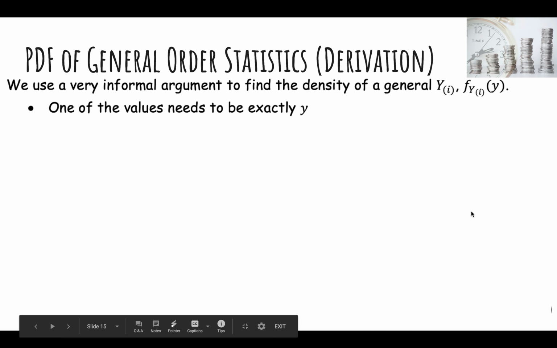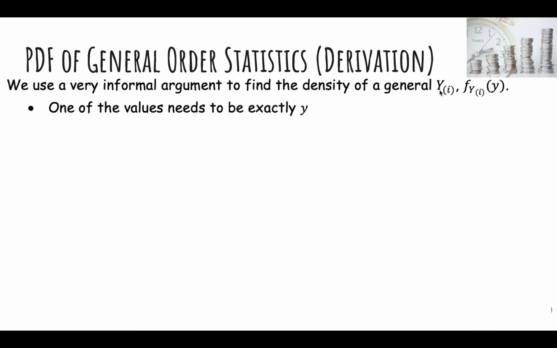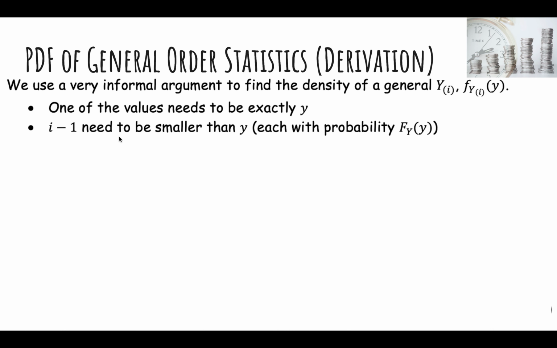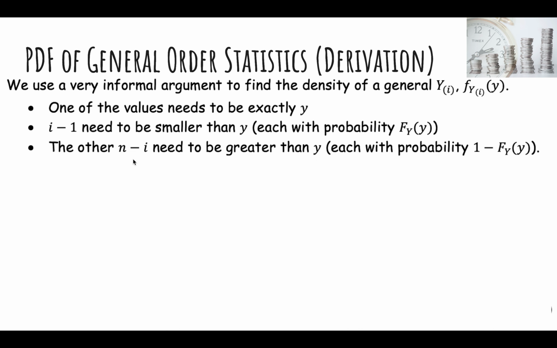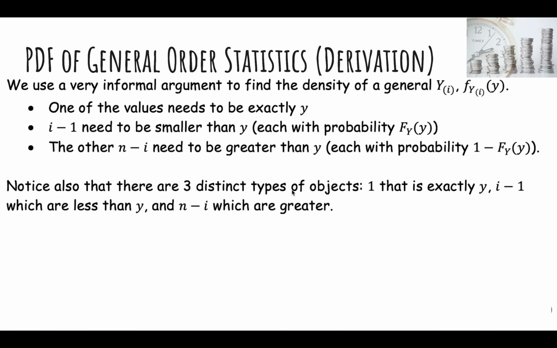Now we'll use a very informal argument to find the density of a general order statistic. So y sub parentheses i, we just did it for the maximum one, which is y parentheses n. So one of the values needs to be exactly y. i minus one of them need to be smaller than y, and this happens with probability each capital F of y, which is the probability y is less than or equal to y. The other n minus i need to be greater than y, and this happens with probability 1 minus capital F of y. And so now there's three distinct types of objects. One that is exactly y, i minus 1 which are less than y, and n minus i which are greater.